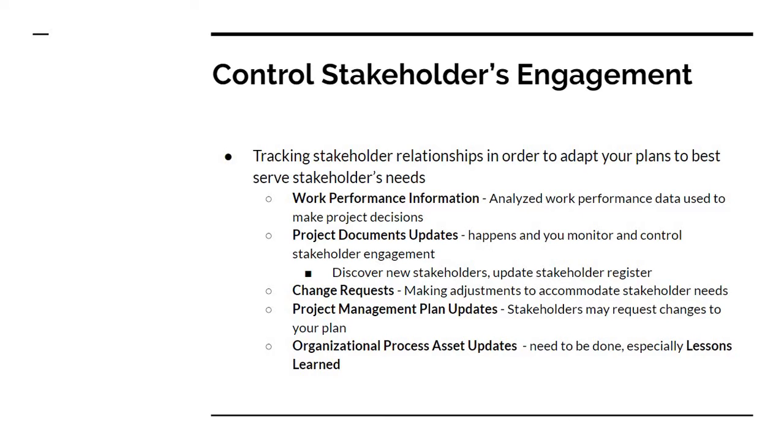Fourth thing is your project management plan updates. Stakeholders may request that your project change, or they might not be very happy with the way your project is going, and you might have to take that into consideration and make changes to your project plan. And then lastly, you have your organizational process asset updates. These need to be done, especially your lessons learned. That's the most important. That is all that we have for this chapter of our book.